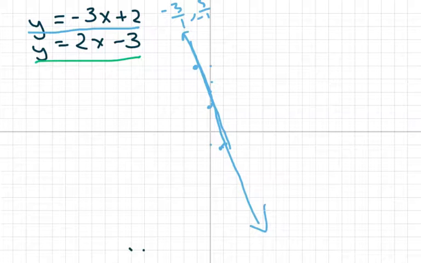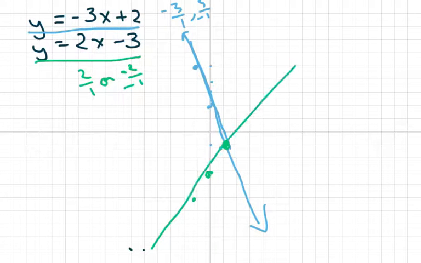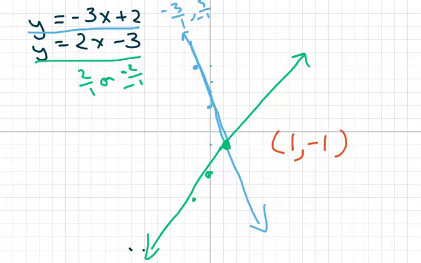Something like that. Now the other one, our y-intercept is -3, and our slope is 2 over 1, or we could even say -2 over -1. Two negatives make a positive, so we go up 2 over 1. Looks like this is where they're going to intersect. Down 2 over to the left 1. I'm going to graph that one. And it looks like our solution is (1, -1).